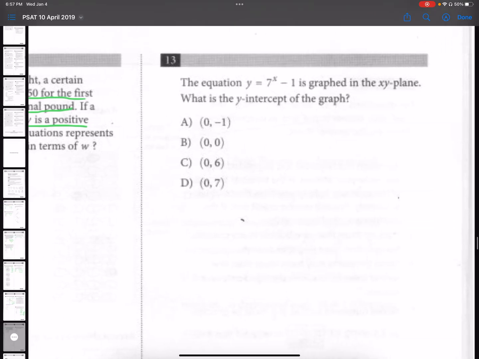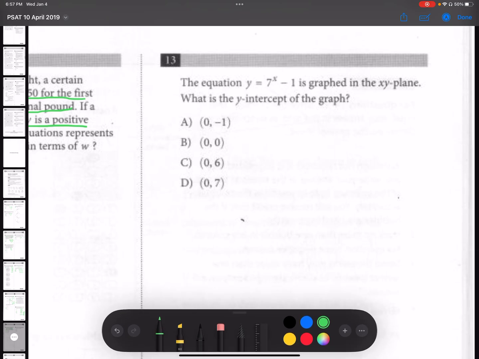All right, 13. If the equation y is equal to 7 to the power of x minus 1 is graphed in the xy plane, what is the y-intercept of the graph? So again, like I mentioned before, the y-intercept of the graph has x value as 0, and we don't know our y yet. So I'm just going to put x as 0. So y is equal to 7 to the power of 0 minus 1. Anything to the power of 0 is 1, so y is equal to 1 minus 1. Y is equal to 0. So if x is equal to 0, y is equal to 0, then our y-intercept is at the origin. So B should be the answer.